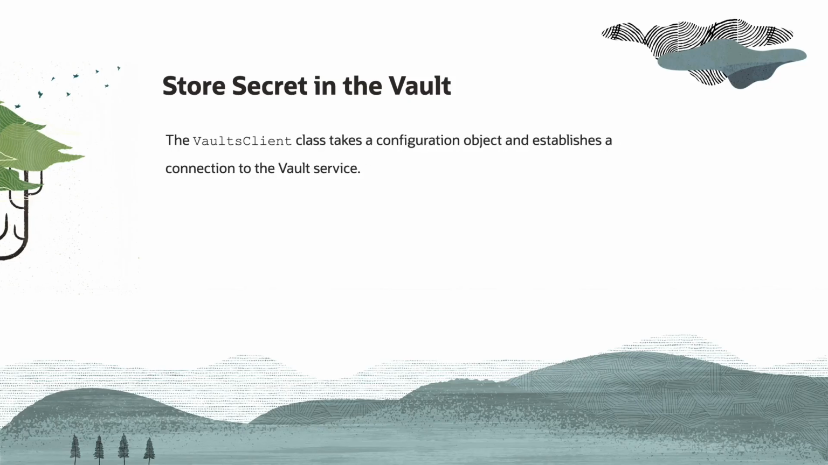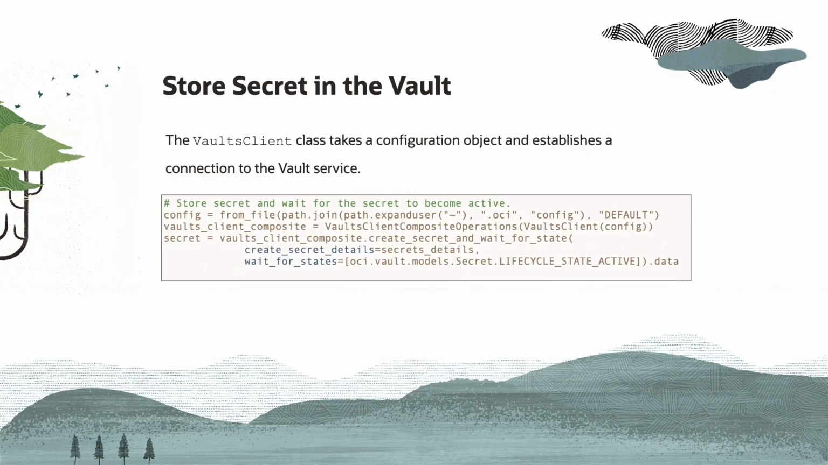The vault clients class takes a configuration object and establishes a connection to the vault service. Let's take a look at the sample code. In the first line, we're reaching out to the OCI configuration file, and we're loading that in and creating a config variable. Remember this config variable, we'll see it in a number of locations.